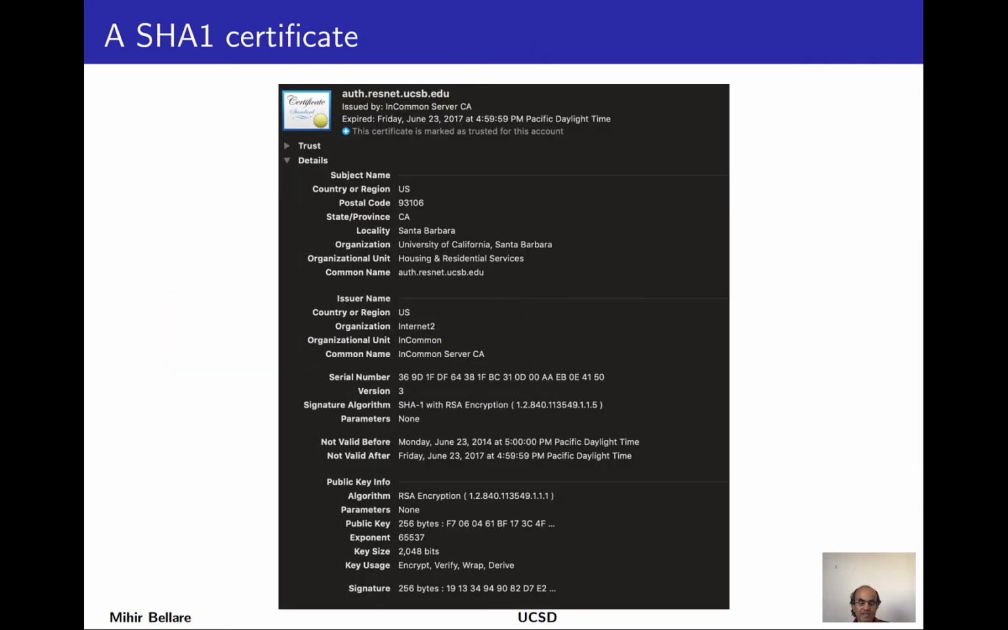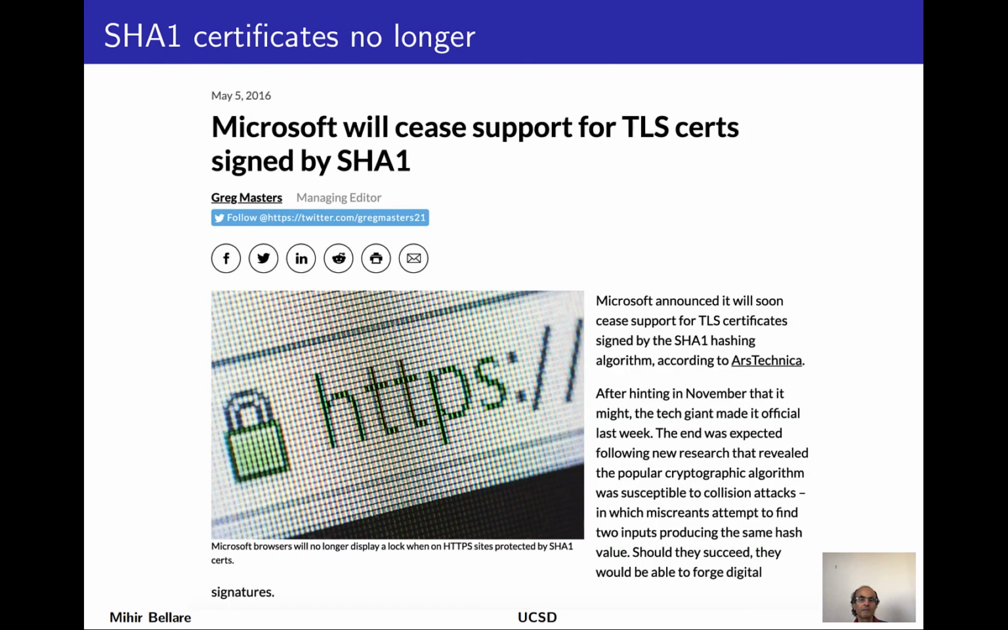This is a SHA-1 certificate. It's something you can see inside your machine. If you're using a Mac, you can get it through the keychain, and you can pull up. This is from my computer. It's something about when I visited UCSB, and it shows you how SHA-1 arises, which is that here the signature algorithm is SHA-1 with RSA encryption. And so this is the kind of thing that would now be no longer accepted.